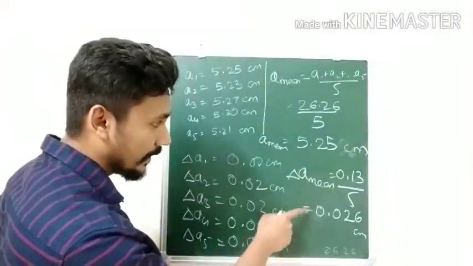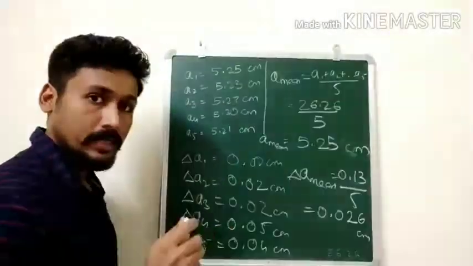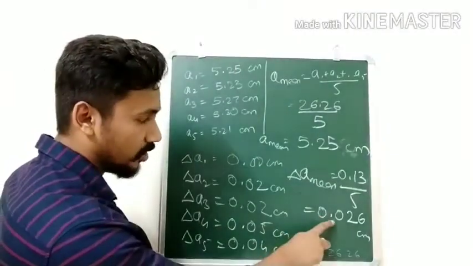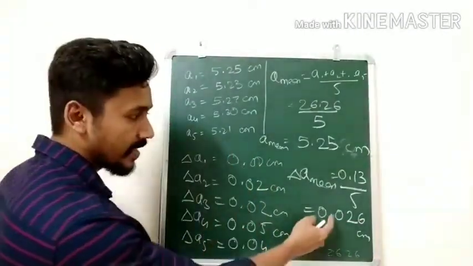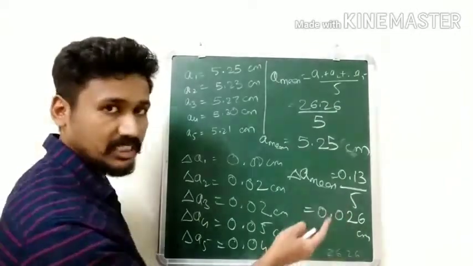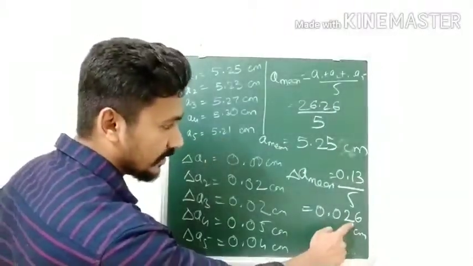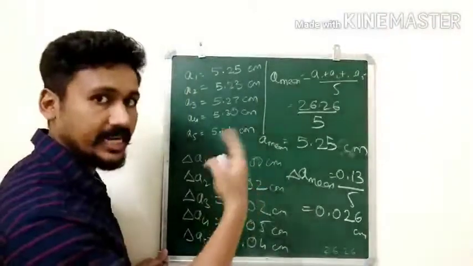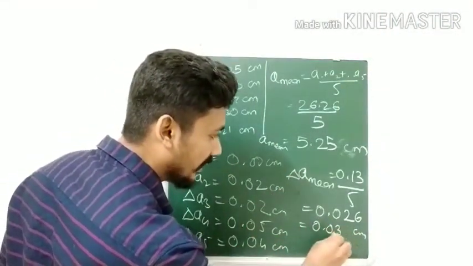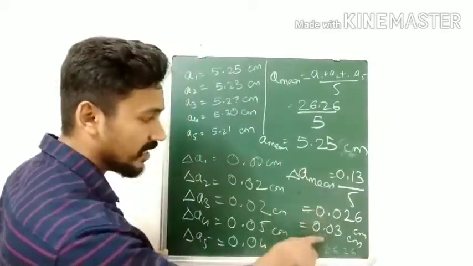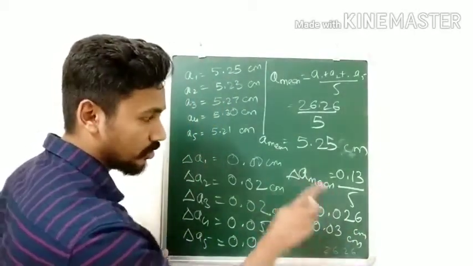So this will be the mean absolute error. Okay, so mean absolute error we got as 0.026, but as previously we have discussed, after the decimal point only 2 digits we can take. And you can see the third digit is 6, which is greater than 5. So we will do the round off. So we will get 0.03. So this will be the mean absolute error, that is 0.03 centimeter.